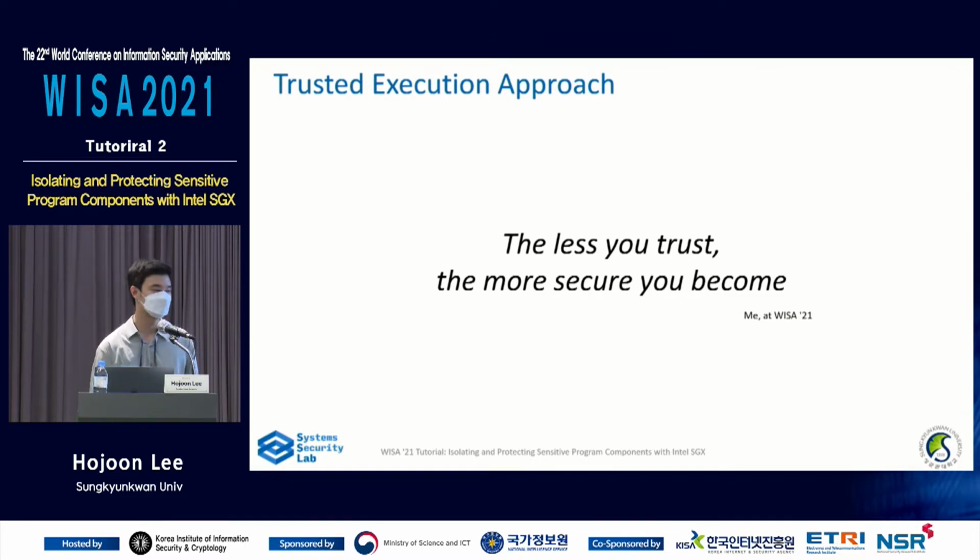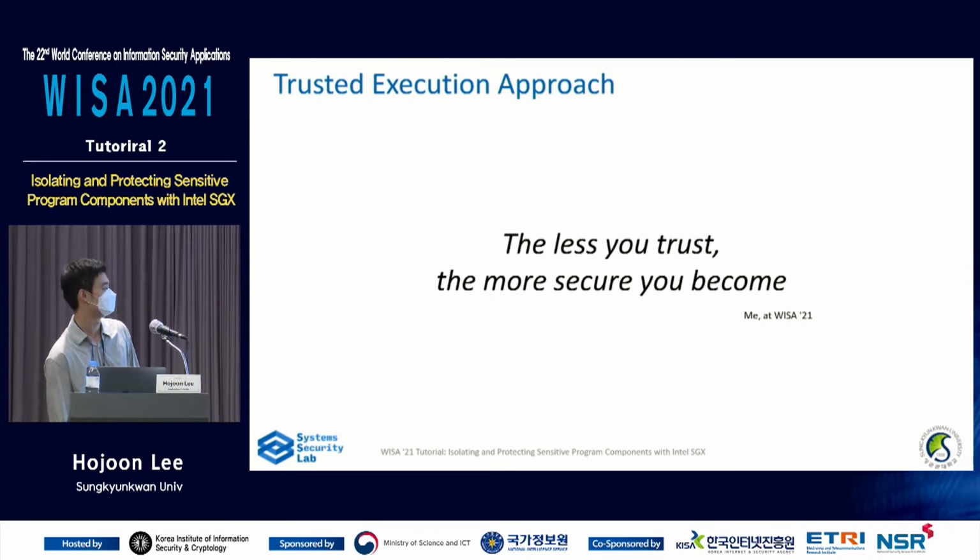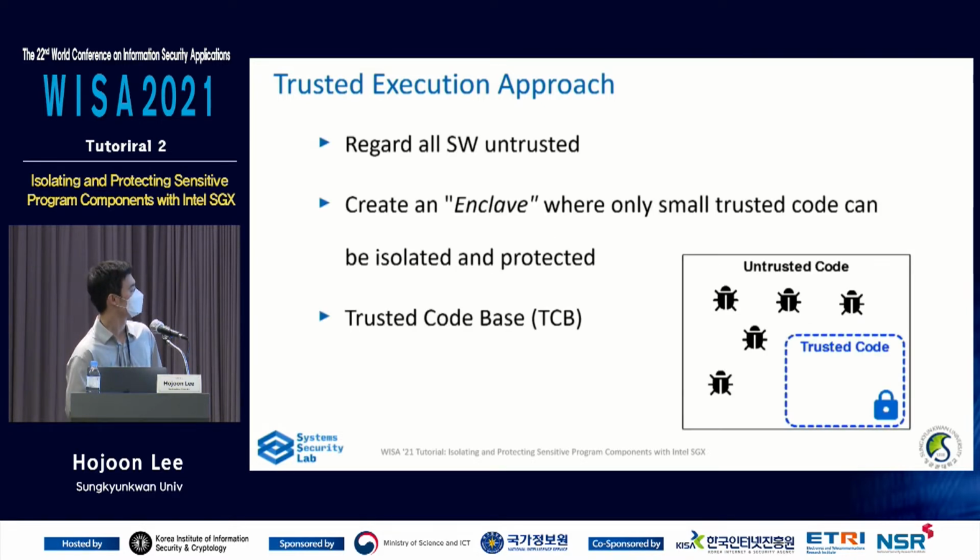All right, so this quote basically sums up the trusted execution approach. It's said by me. The less you trust, the more secure you become. So the trusted execution approach is to not trust everything but a very small subset of your program. So we regard all software, all unverified software, as untrusted. And then we create what we call an enclave, where only small, trusted, verified code can be isolated and protected.